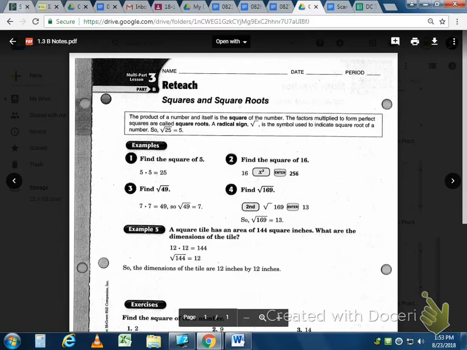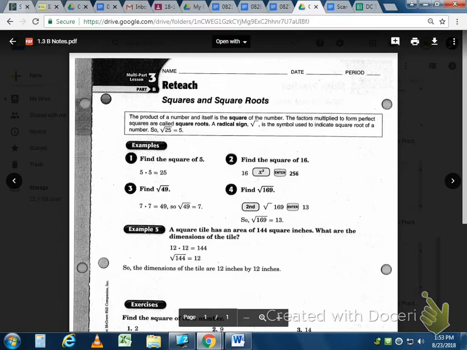The factors multiplied together to form the perfect square are called the square roots. A radical sign is used to indicate a square root. So basically they're saying the square root of 25 is 5. Here is what I would like for us to do along the side of your paper. You're going to need this list.